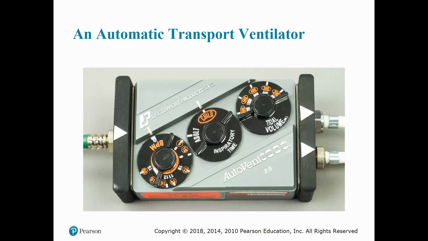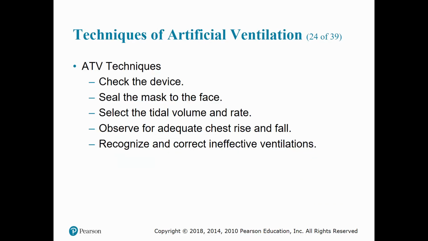The automatic transport ventilator is excellent at providing and maintaining a constant rate and tidal volume during ventilation, and also maintaining adequate oxygenation of arterial blood. In addition, most ATVs use oxygen as their power source, thereby delivering 100% oxygen during ventilation. Continuously monitor both the device for proper functioning and the rise of the patient's chest for adequate ventilation. If a failure of the device is detected or suspected, immediately discontinue use of the ATV and begin ventilation with either a pocket mask or a bag valve mask device.